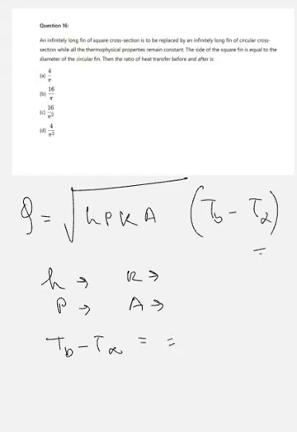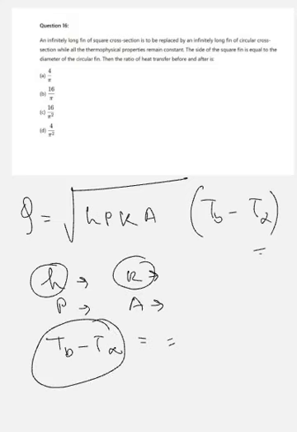Now the question clearly says all thermophysical properties remain constant. That means h is constant, k is constant, and the temperature difference is constant. So when we compare the heat transfer rates, all these terms cancel. So we can write Q is proportional to root over of P into A. Now this is the most important idea in this entire problem.